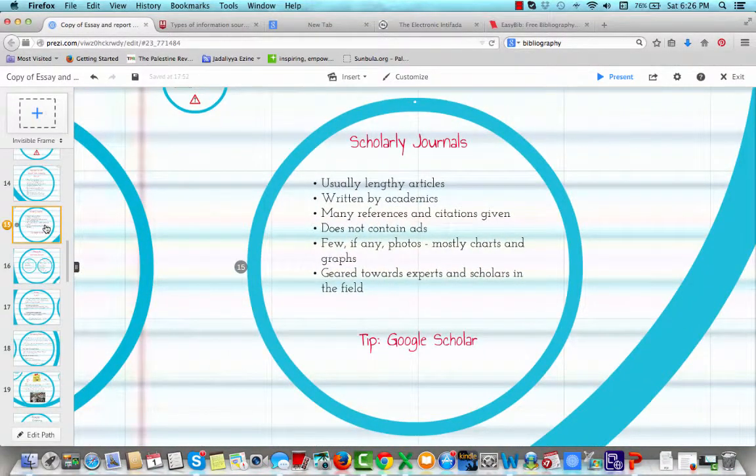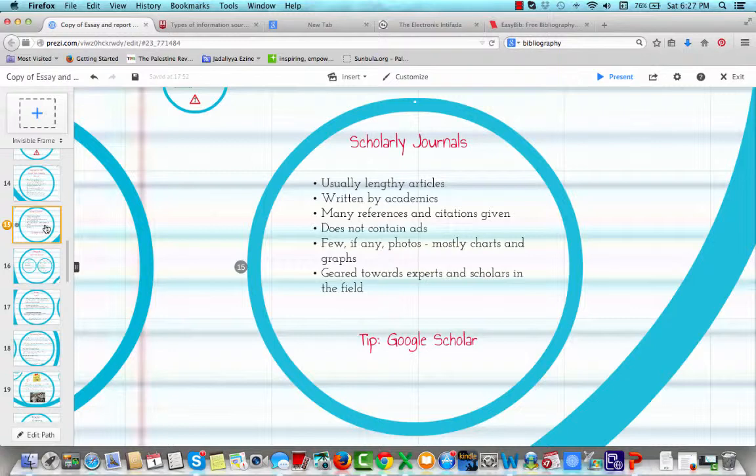So, scholarly journals. Usually I prefer scholarly journals when I research, so I thought I'd help you out with this little tip. Scholarly journals are usually lengthy articles. I say usually because some of them can even be 2-3 pages long and can be just as scholarly. So, length isn't really that important, but it is written by academics. And in that case, there are many references and citations given.